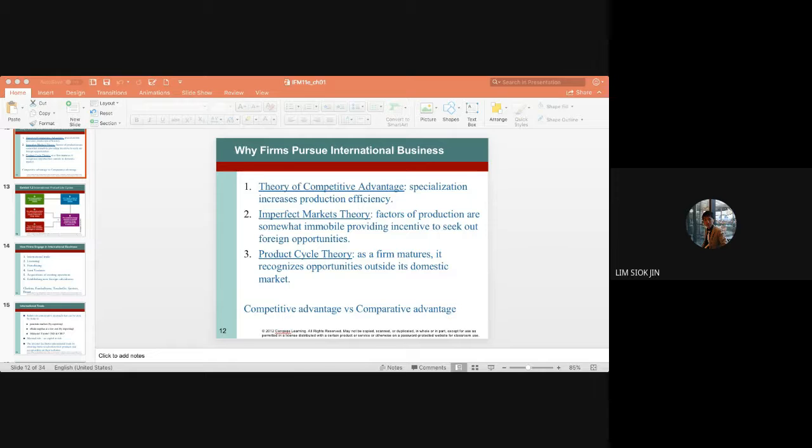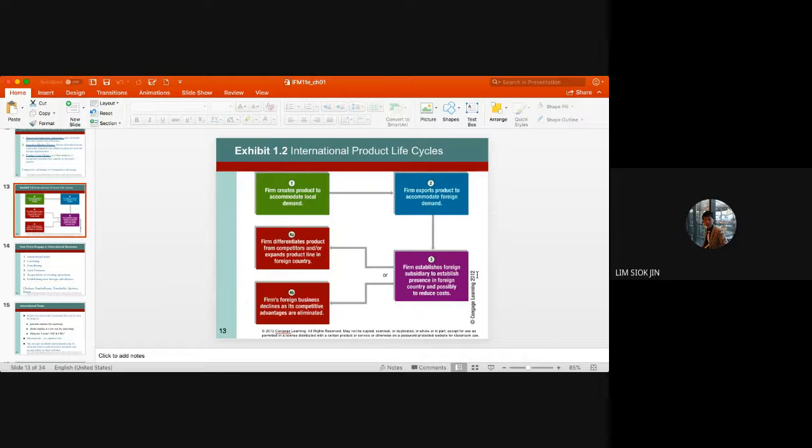Well, through this, comparative analysis on trade and competition based on company or firm. Yeah. All right. So each has their advantages, like competitive or comparative. Okay. Moving on.